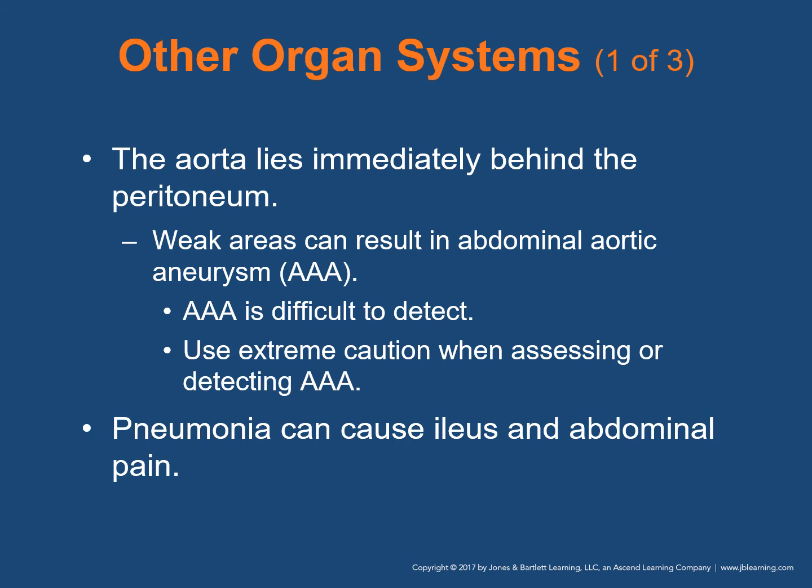The problem here is this is a significant vessel in a significant area of the body, and it will present as a pulsating mass in the abdomen when the patient is lying down. And you've got to be cautious, because if you go palpating the abdomen and this is a pulsating mass, you could rupture the aneurysm. Then pneumonia can also cause ileus and abdominal pain. So you've got to make sure that you consider the impact there too.